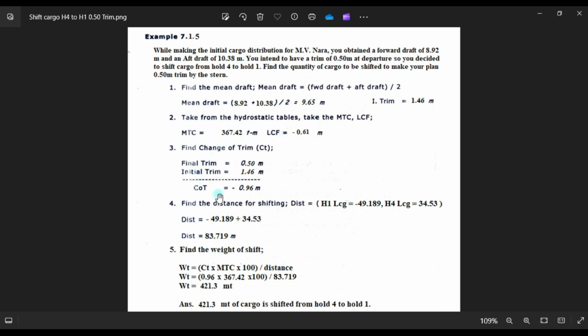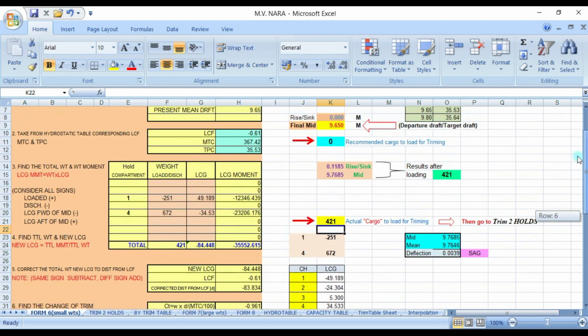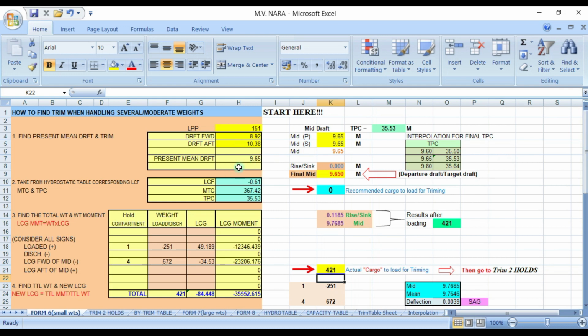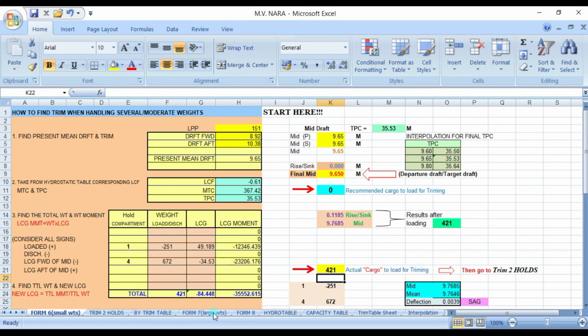Now we go to the Excel. Okay, this is the Excel. So we have our initial drop forward of 8.92 and aft of 10.38. Then we have a mean drop of 10.65.